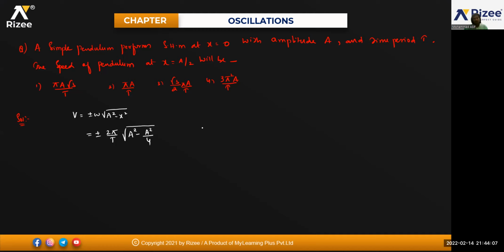So velocity will be equal to how much? This will become 2 pi divided by capital T into under root of 3 A square divided by 4. So that will become 2 pi divided by 2 into T into root 3 into A. This 2 will get cancelled. So answer will be root 3 pi into A divided by T. So the first option will be the answer for this. Clear, beta?